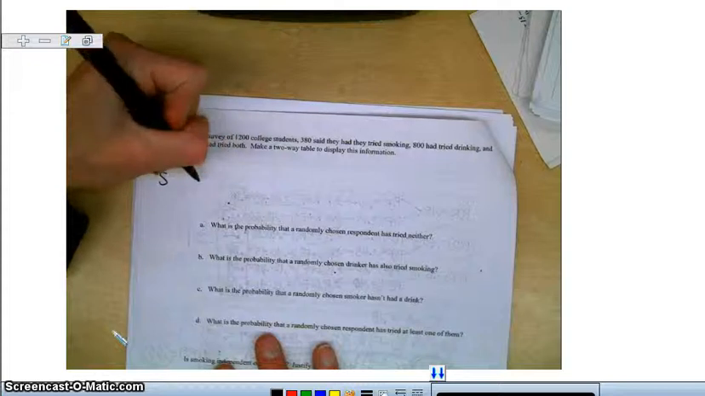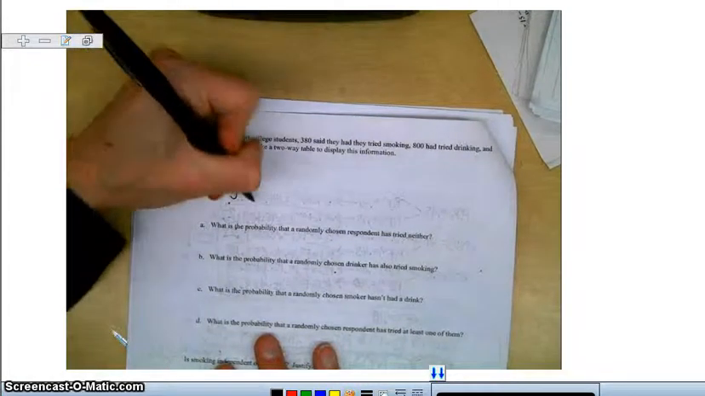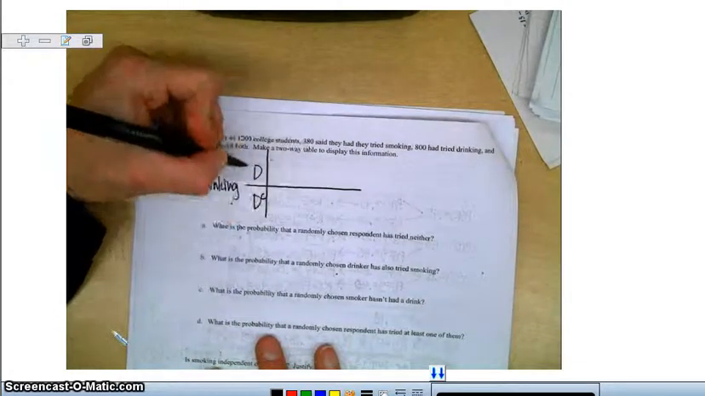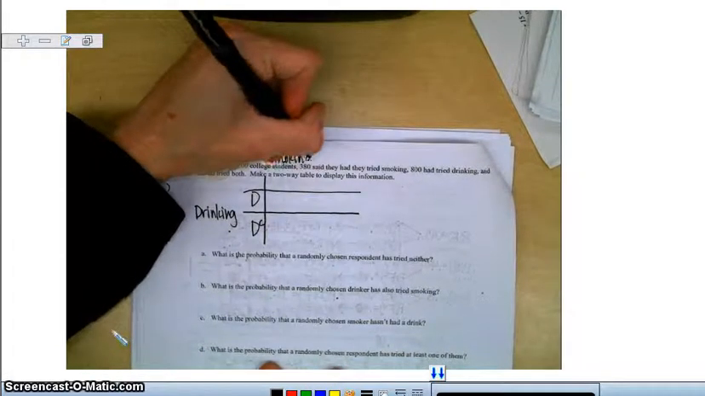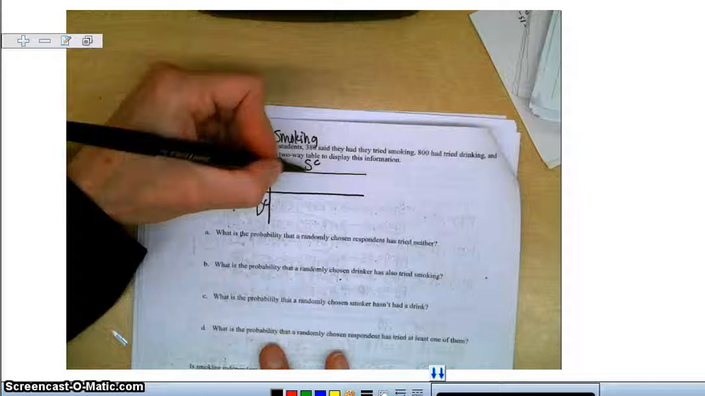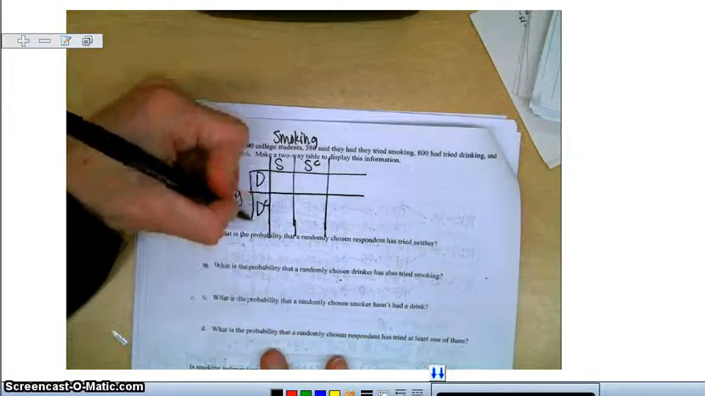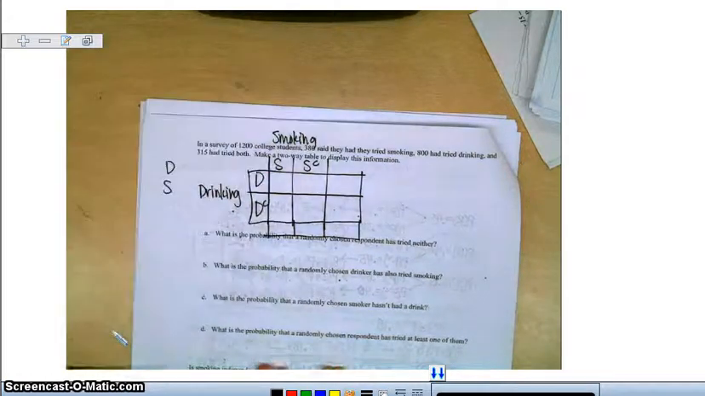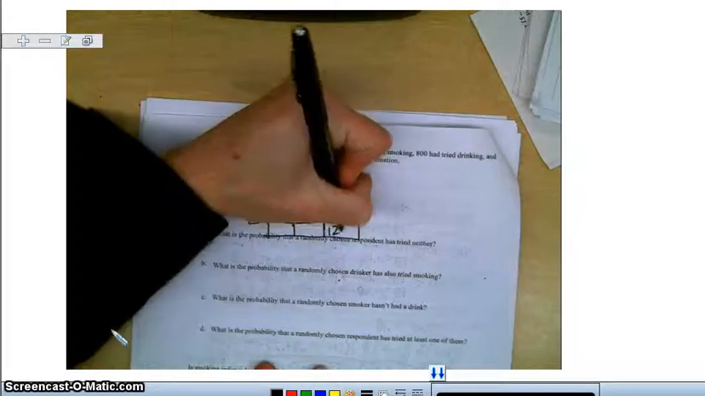So, over here, we're going to have the drinking side of my two-way table, so I can either drink or not drink. Does that make sense? Drink or drink complement. And then along the top, I'm going to have smoking. And for smoking, they can either smoke or smoke complement, not smoke. So on the ends of this, we can put our totals if we need to. So, 1,200 college students. Where does the 1,200 go? Total. Right down here, 1,200.